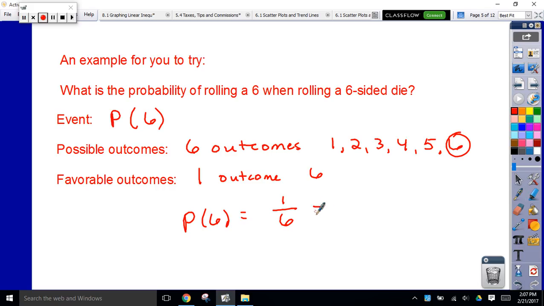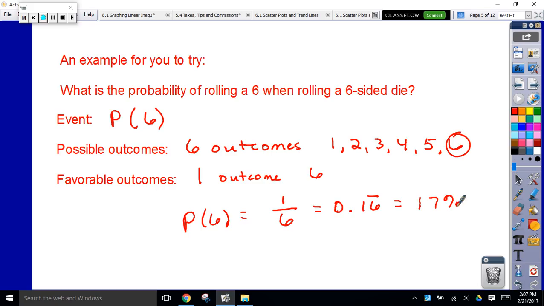0.16 repeating. What would that be as a percent? 16%. We'd round it probably to 17% because the next digit will be high, so it'll be 17%.